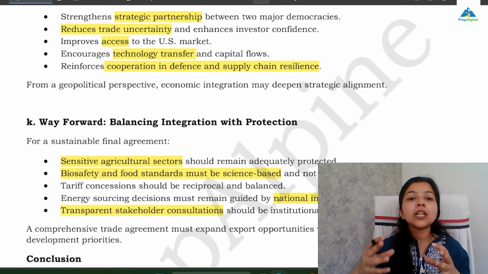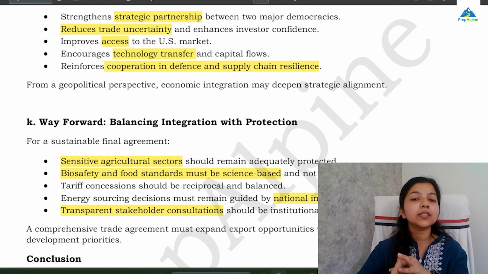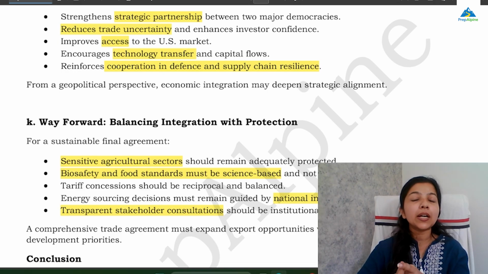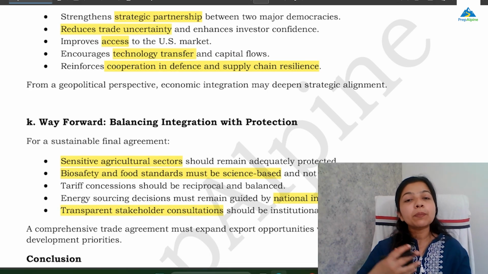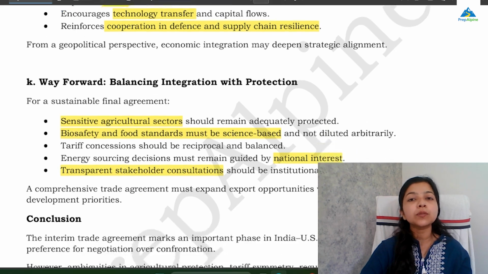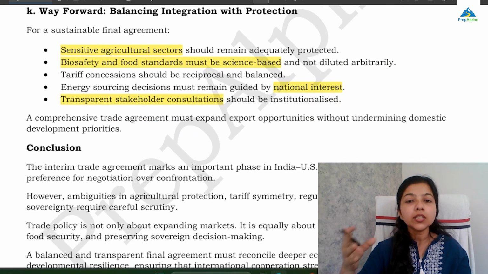But this can be achieved only if our sensitive sectors are protected. The biosafety and food standards, that is, the non-tariff barriers that have been imposed, are rationalized and not arbitrary. They must be scientific and not arbitrary. The tariff concessions that we grant must be reciprocal and balanced. They should not be tilted towards the benefit of only one country. The energy sourcing decisions should be based on our own national interest and not on the influence of any other country. And lastly, any dispute must be resolved within transparent stakeholder consultation.